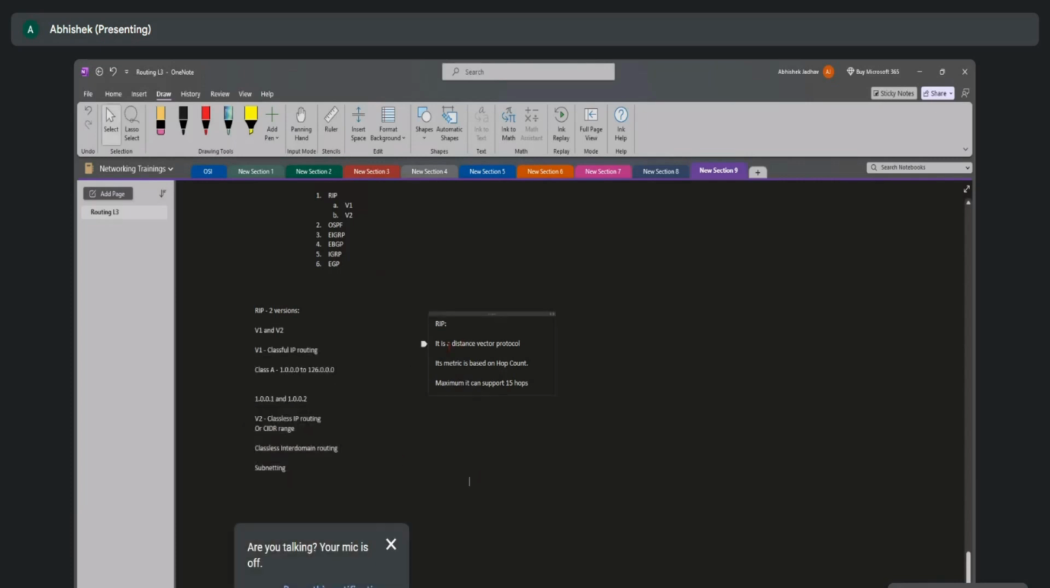Right. Now here I have mentioned it is a distance vector routing protocol. It is dependent on the distance vector protocol. What does that mean? So what this means is that, let's take one router here, and let's take another router here, and let's take this one here.